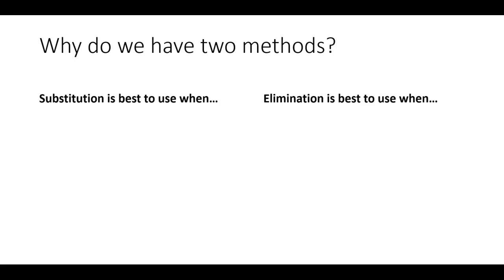So the answer to that question is in the fact that some systems are set up where it's better just to do elimination, and some are set up where it's better to do substitution. So let me give you an example. Why do we have 2 methods? Substitution is best used when we have an x equals or y equals. Okay, so let's fill that in on our notes there. Substitution is best used when we have an x equals or a y equals.